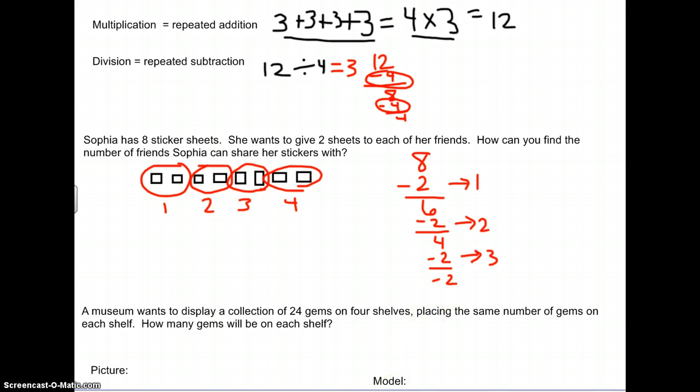Oops, sorry. Let me erase that. I don't want the minus sign yet. So I have 4 minus 2. After friend 3, I have 2 left, and now I can give those last 2 to my last friend. So I have 4 friends I can give that to.